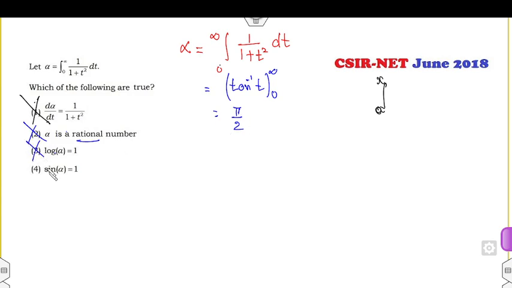Log of alpha is not true. Only sine pi by 2 is left behind, which is my right answer for this problem.